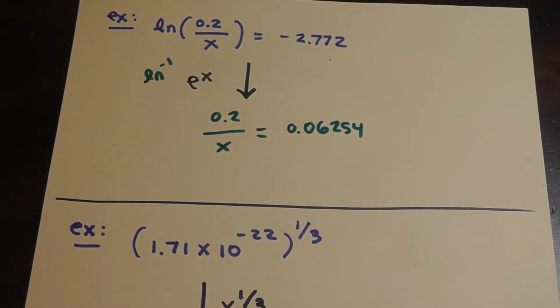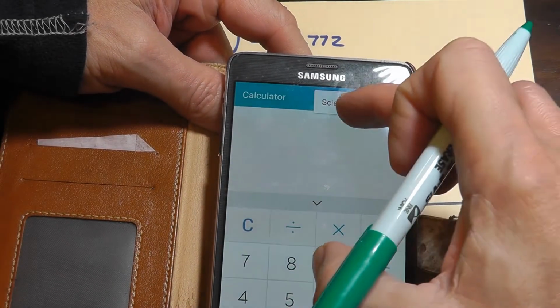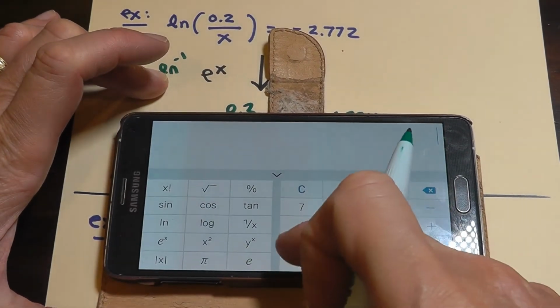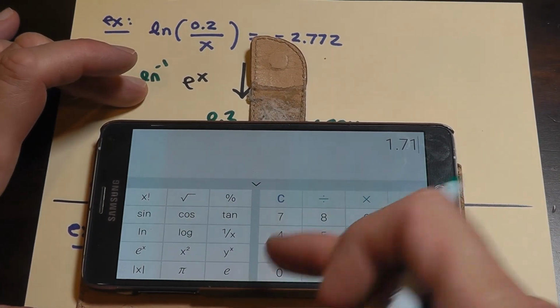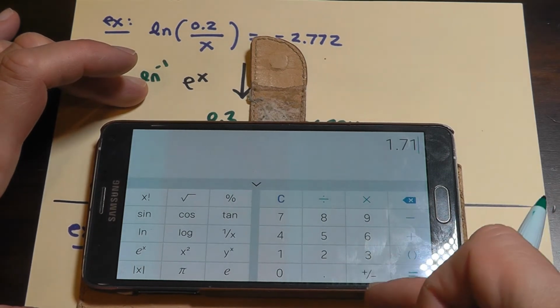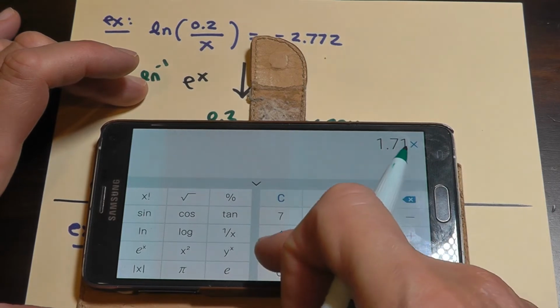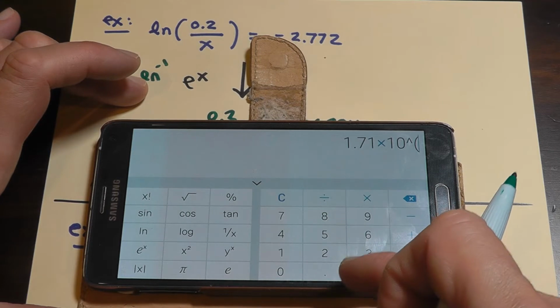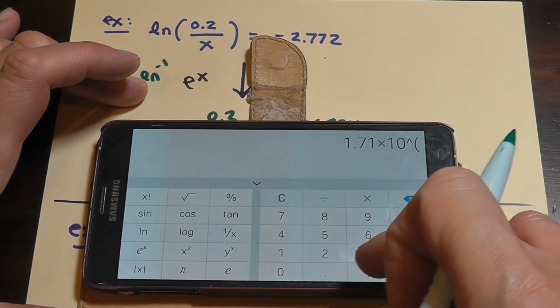So okay, I'm going to go back and preach more about how the calculator app on your phone might not be too cool sometimes. So we're going to go to scientific calculator and enter 1.71. Here, with these things you have to use a lot of parentheses. See, you don't have any exponential notation button. So you could just say times 10, and then you go to this y to the x button, minus 22.